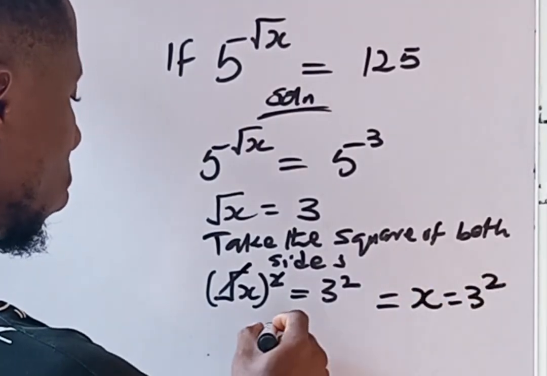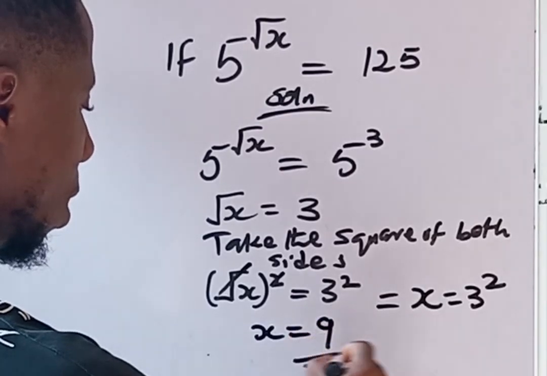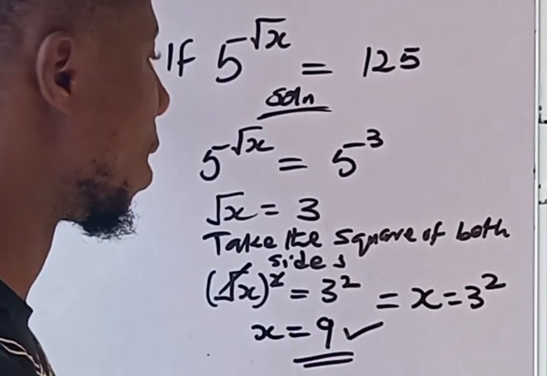3 raised to the power 2 is equal to what? 9. And this is the final answer.